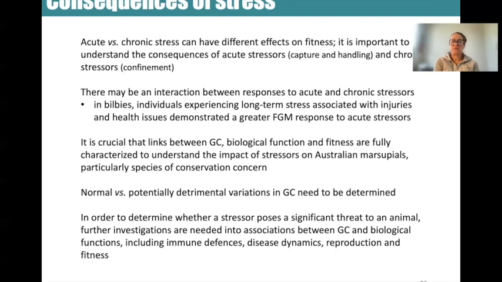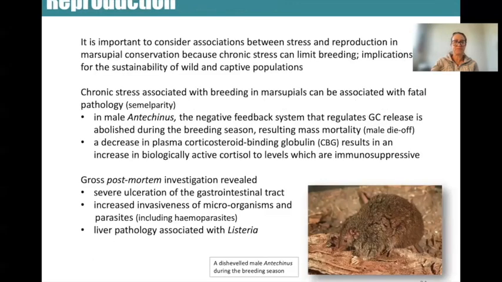And so, in order to determine whether a stressor poses a significant threat to an animal, we need investigations into associations between stress levels and biological functions, including immune defences, disease dynamics, reproduction, and fitness. So thinking about how stress can influence reproduction, this is important in marsupial conservation because chronic stress is known to limit breeding, and obviously this is then going to influence the sustainability of wild and captive populations.